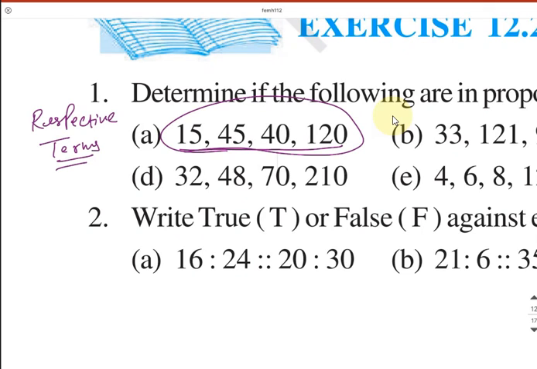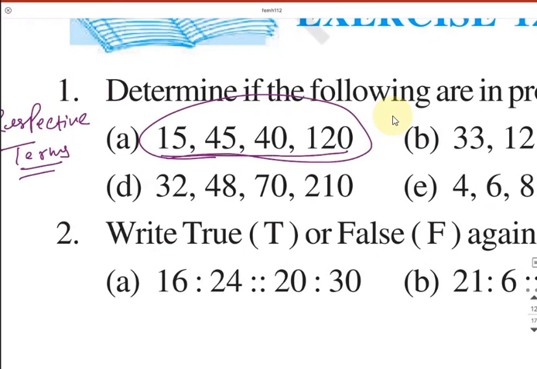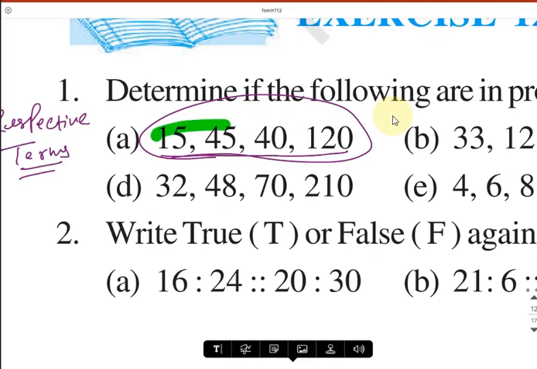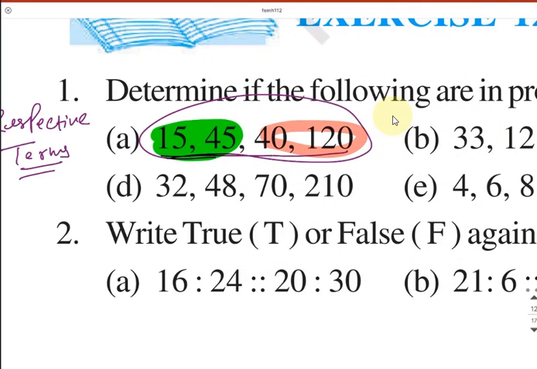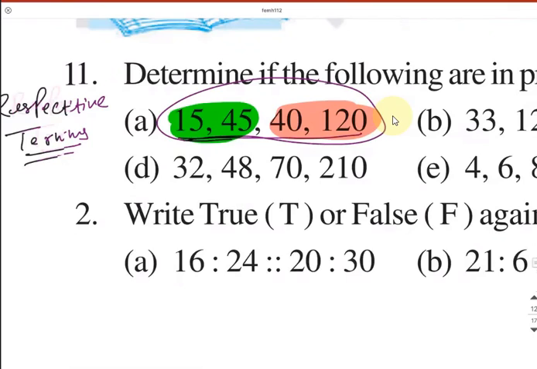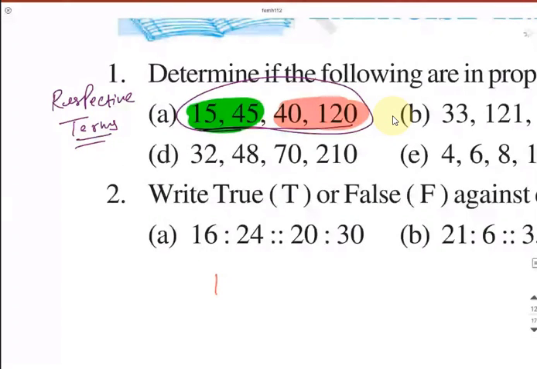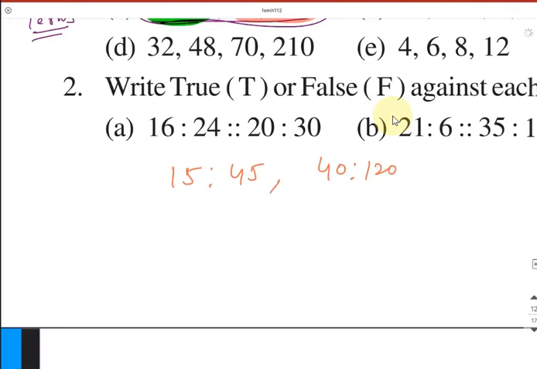Respective terms means, beta, the first two are making one single ratio and the last two are making another ratio. So what is the first ratio here? 15 ratio 45. Another ratio is 40 ratio 120. Okay, now we have to check if they are in proportion.